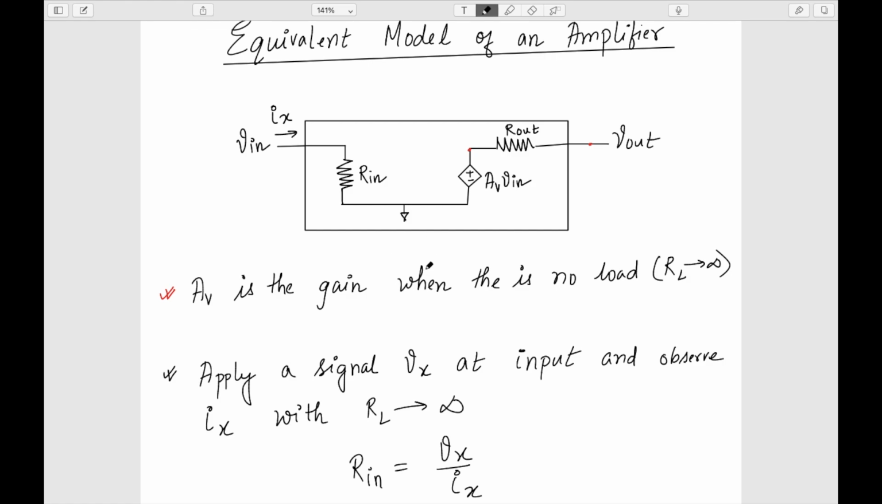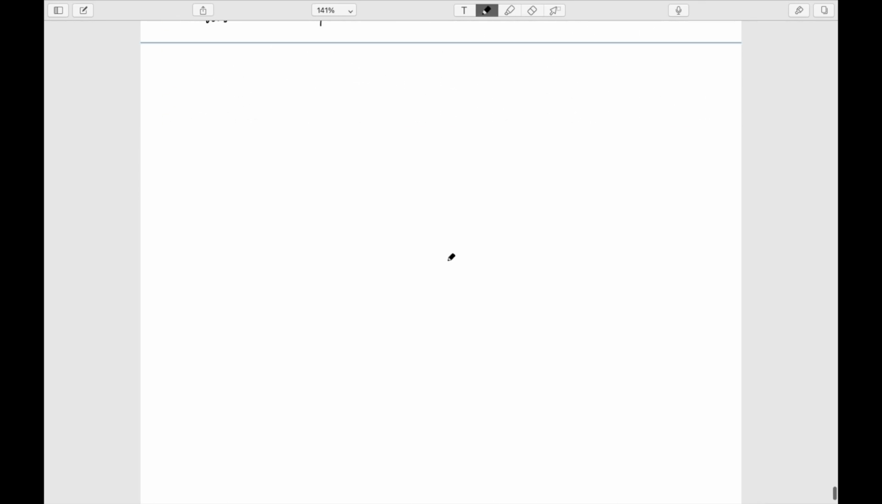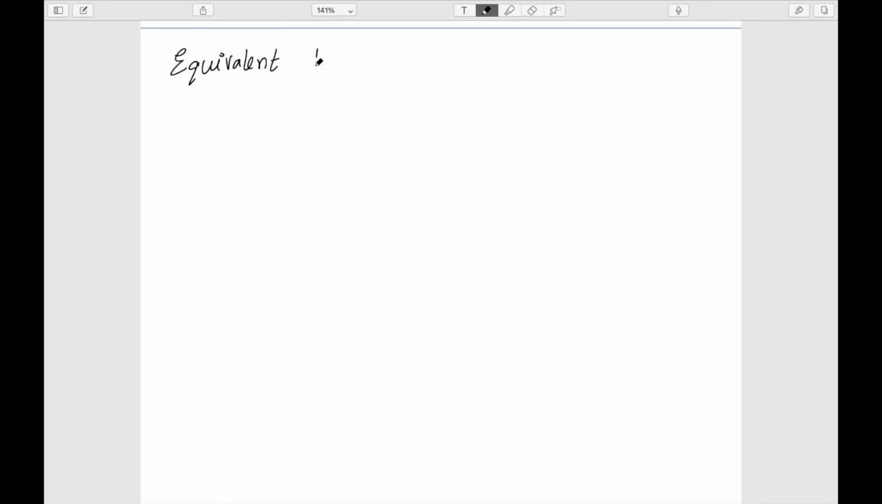Okay, so now what we will do is, considering our common emitter amplifier, we will try to find out the equivalent model of this common emitter amplifier. Okay, so whenever we are talking about this equivalent model, we are focusing only on the small signal model. Okay, it is not on the DC operating point. We are just focusing on the small signal equivalent model.